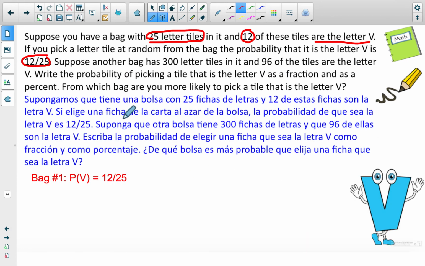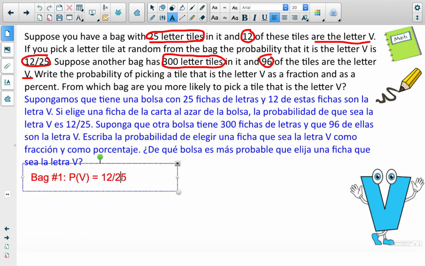All right. Suppose another bag has 300 letter tiles, so it's way more. We're scaling up, or at least the comparison is bigger. And 96 of the tiles are V. Write the probability of picking a tile that is the letter V as a fraction and as a percent, and then from which bag are you more likely to pick a V?